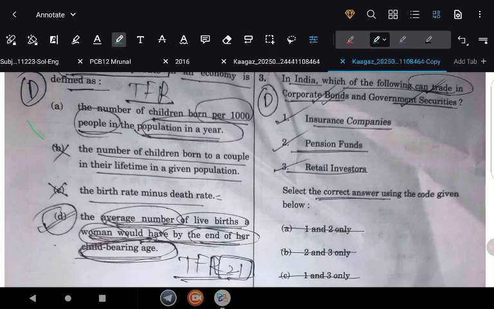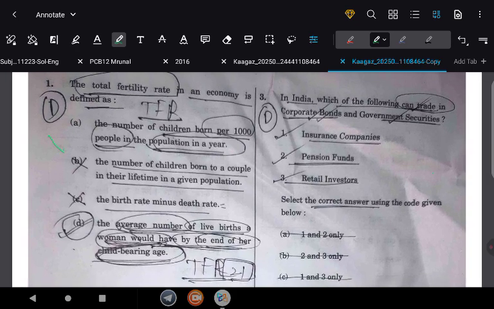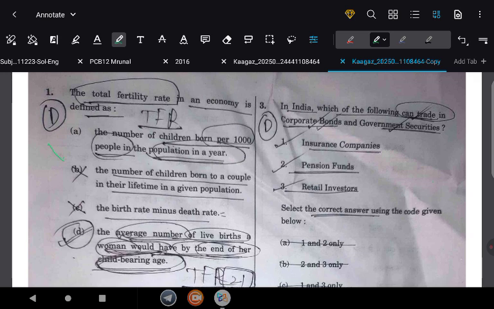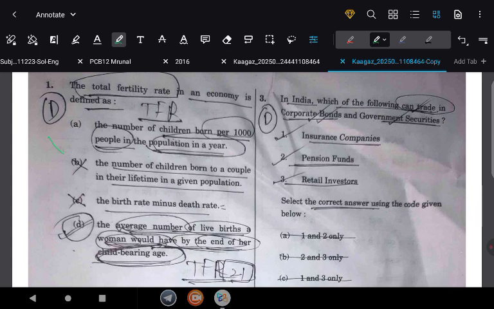Similarly, option B, the number of children born to a couple in their lifetime. This doesn't make sense with respect to the actual question, total fertility rate. The word itself implies a macro picture with respect to a country. So let us see the third option, the birth rate minus the death rate. That will more or less be the total population increase, so that cannot be the total fertility rate.